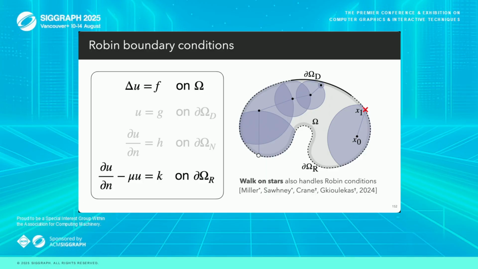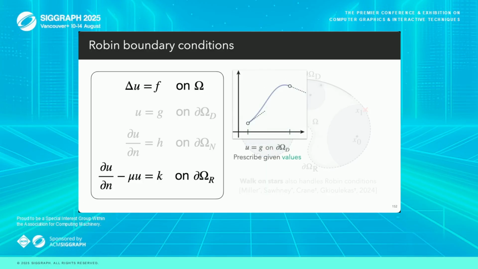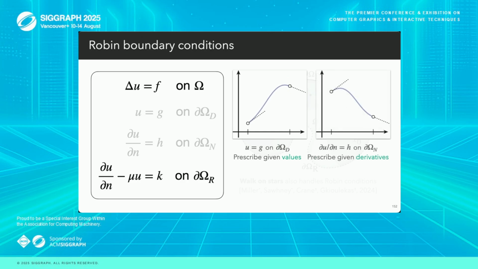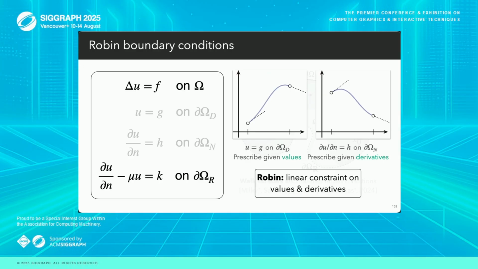And recently, we even generalized walk-on stars to also handle Robin boundary conditions. So while Dirichlet boundary conditions will prescribe fixed solution values, and Neumann conditions prescribe fixed normal derivatives, Robin boundary conditions will give us a linear combination of the solution and the normal derivatives. And Rohan will discuss this extension more in his Brownian motion section.